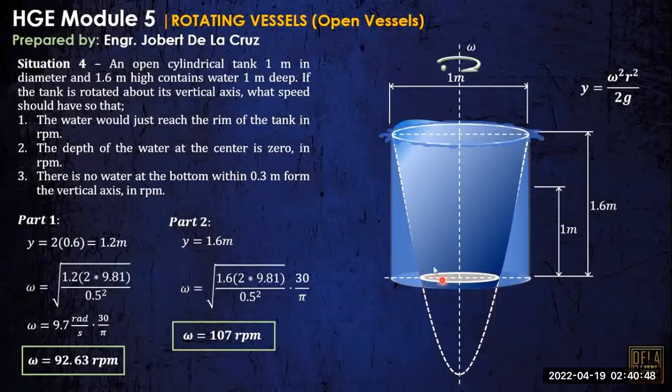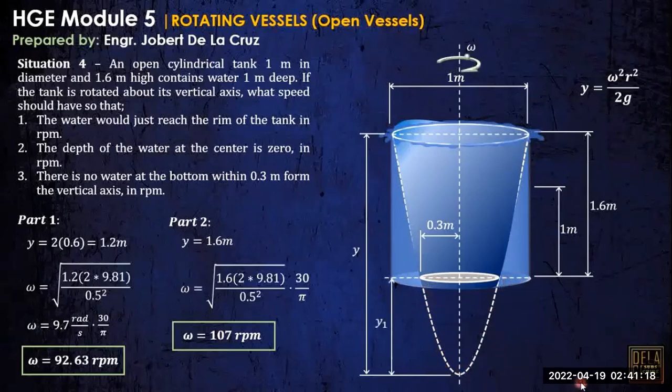Okay? Now, it is stated here that the water here is 0.3 daw. No? There is no water 0.3 from the vertical axis. From this one up to that one. Okay? So, take note, we should calculate the value of y in order for us to calculate the omega. Okay, ito yung y na kukunin dapat natin. This is just an imaginary paraboloid dito sa baba. Okay? So, in order for us to calculate that one, let's call this one as y sub 1 dito sa baba. We have this 1.6 naman. Okay? Then we have 0.3 here.